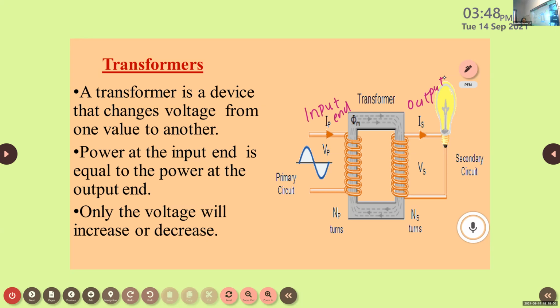A transformer is a device that is used to change the value of voltage from one value to another, or to either increase or decrease the value of voltage. The power at the input end will be equal to the power that is taken out from the output end.